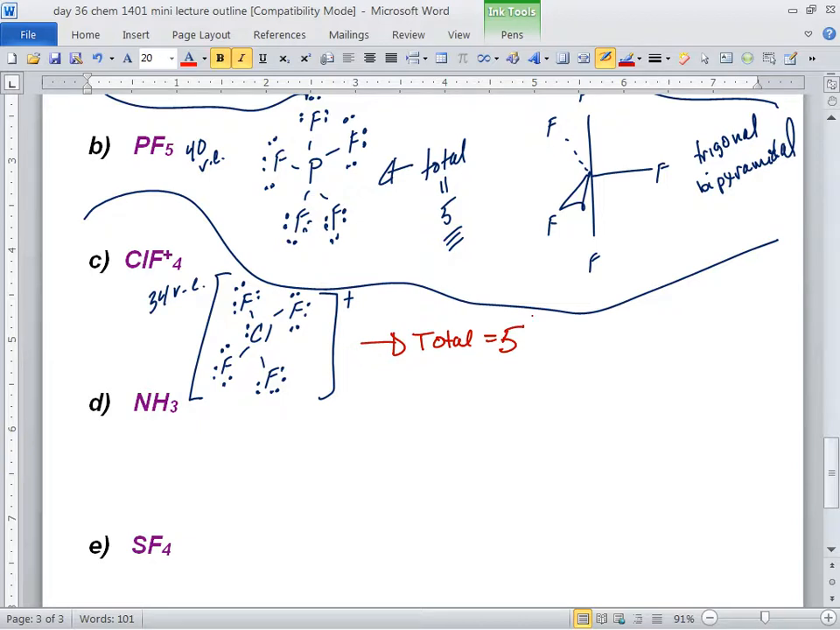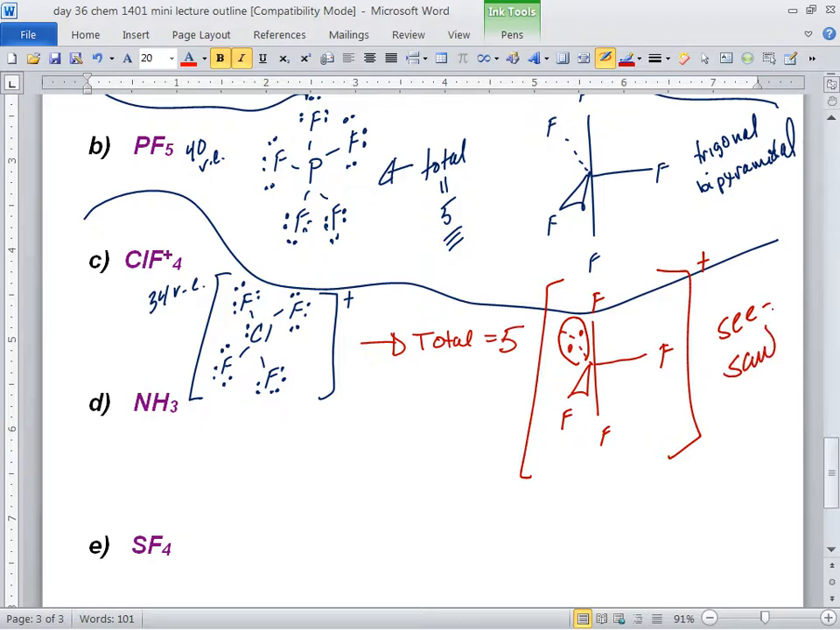Right. So for ClF4 plus, total 5. And so you have to draw the shape for 5. That was that T-shape drawing. Right. And only 1 lone pair. So let's put the lone pair over here. Then put F, F. It's my seesaw. So hopefully you got seesaw for C, right?